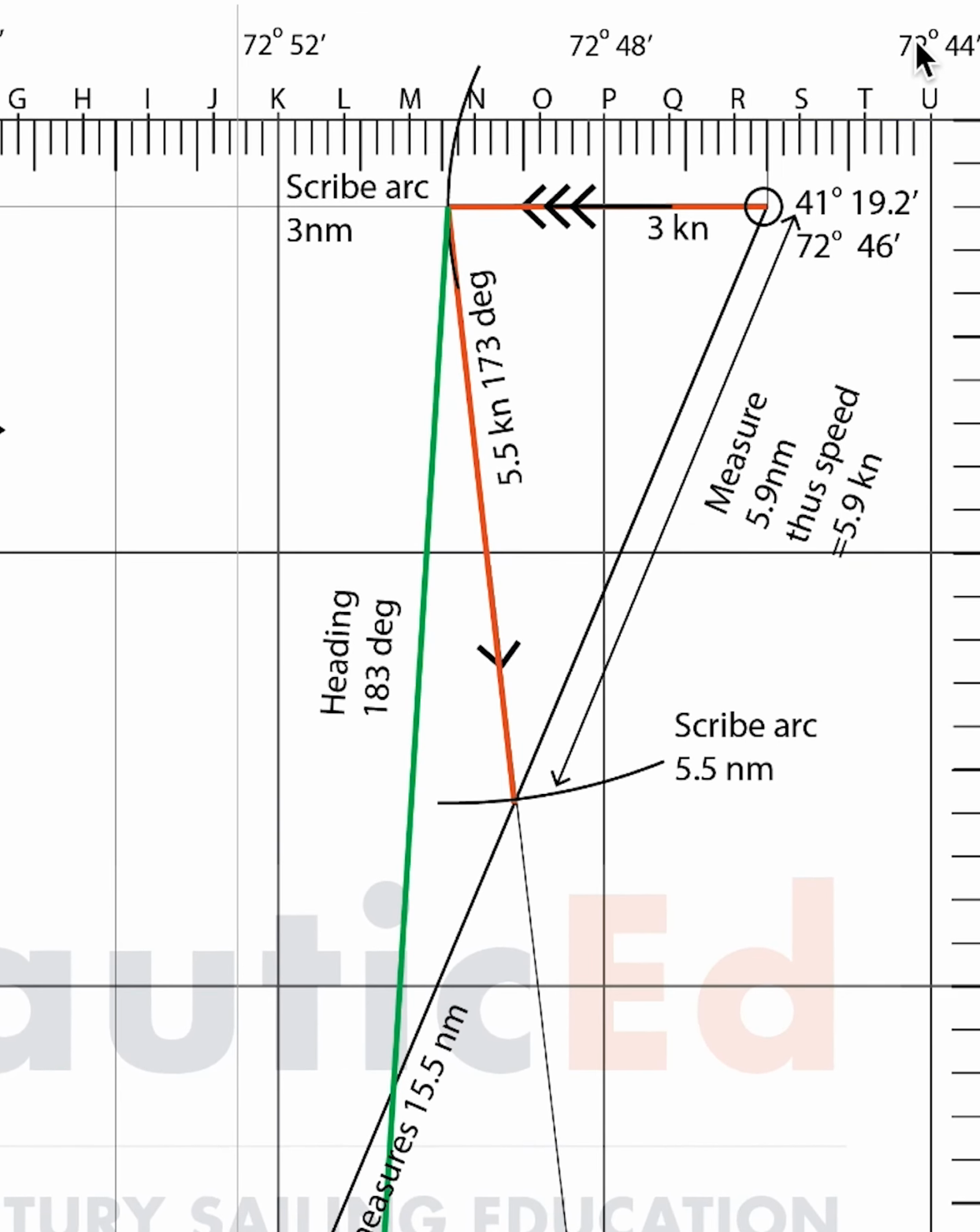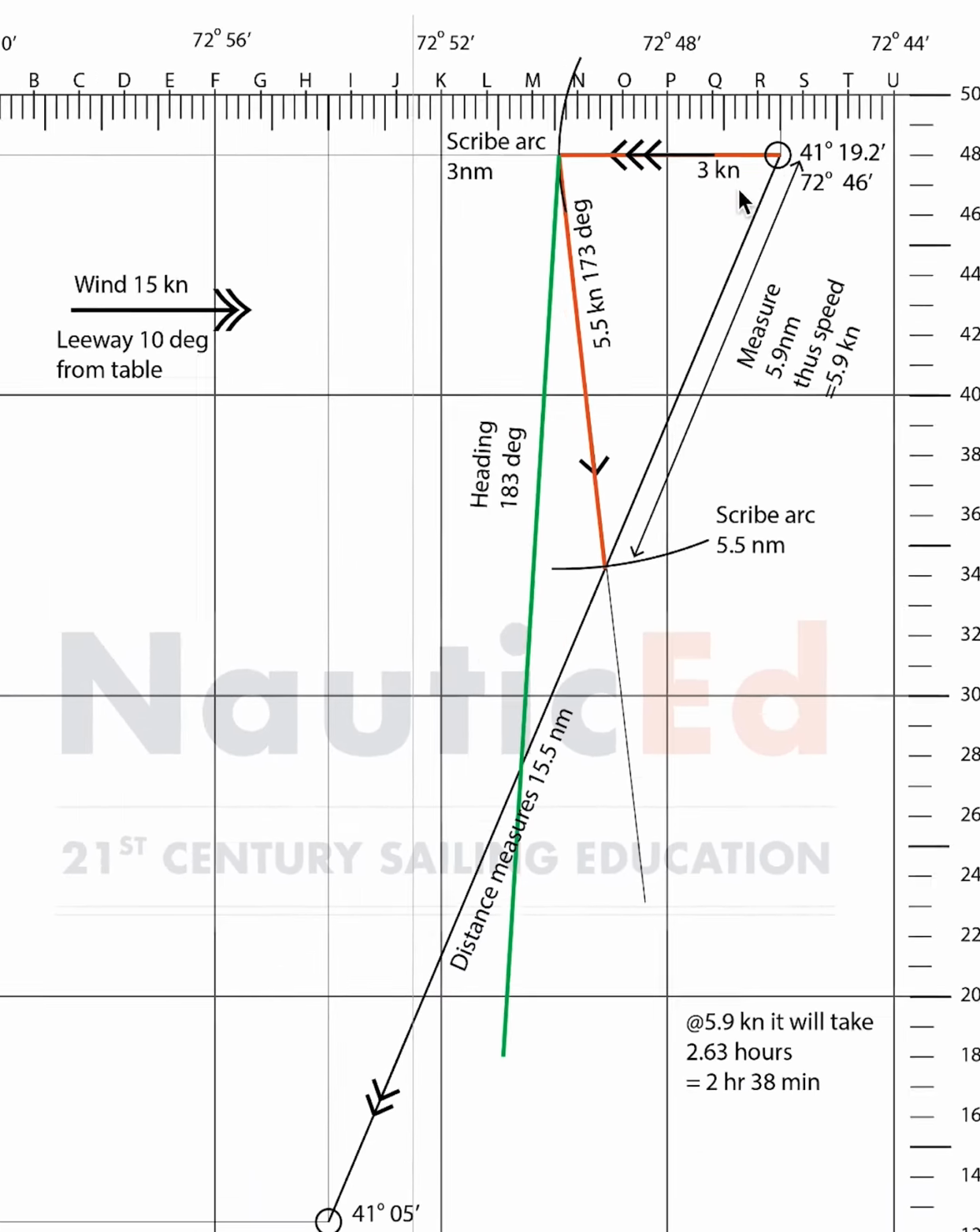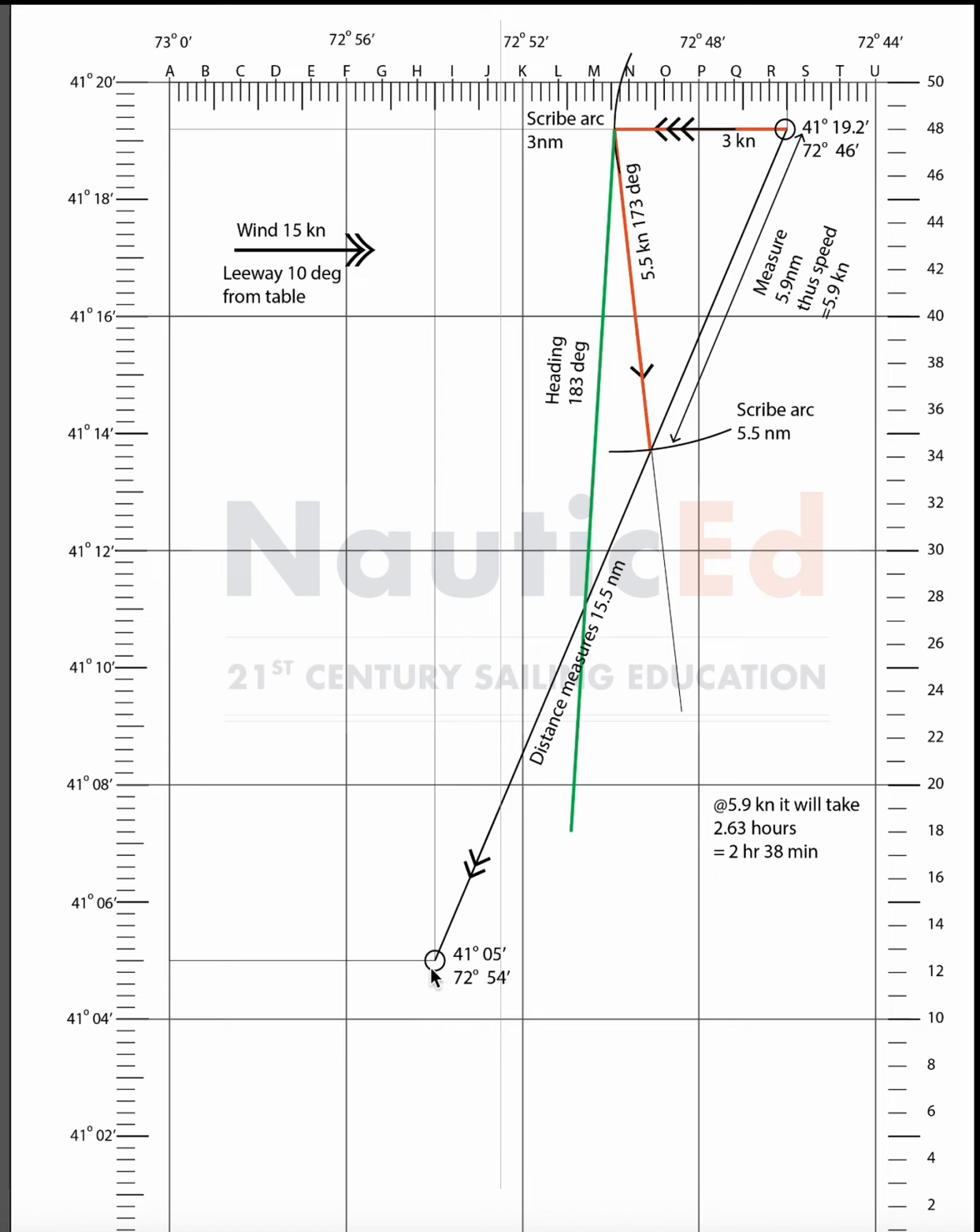And 72 46 longitude, so 72 44, 45, 46, and remember we're in the western hemisphere, so longitude gets bigger going in this direction. So that's the starting point, and then the ending point is down over here. And so this line between the two is exactly the track that we would like to take. It's the course over ground.